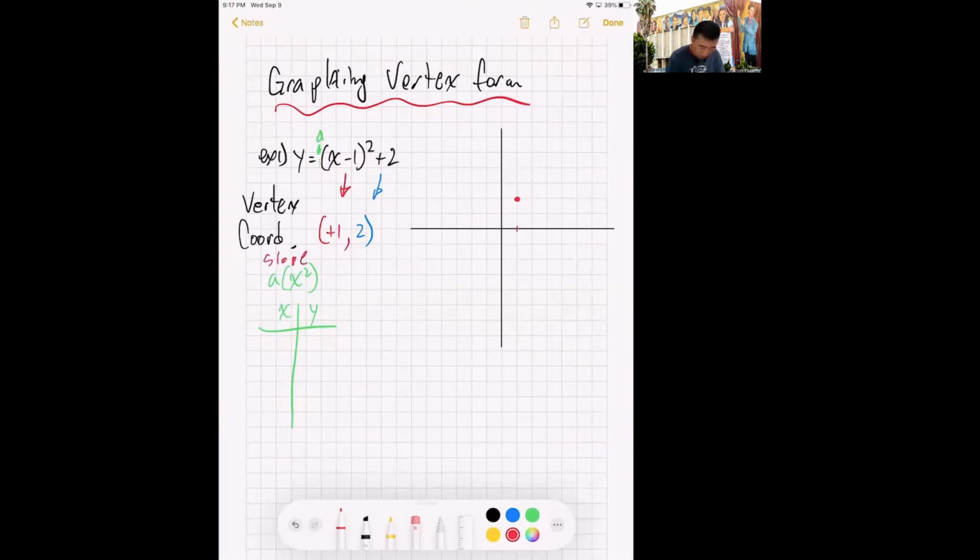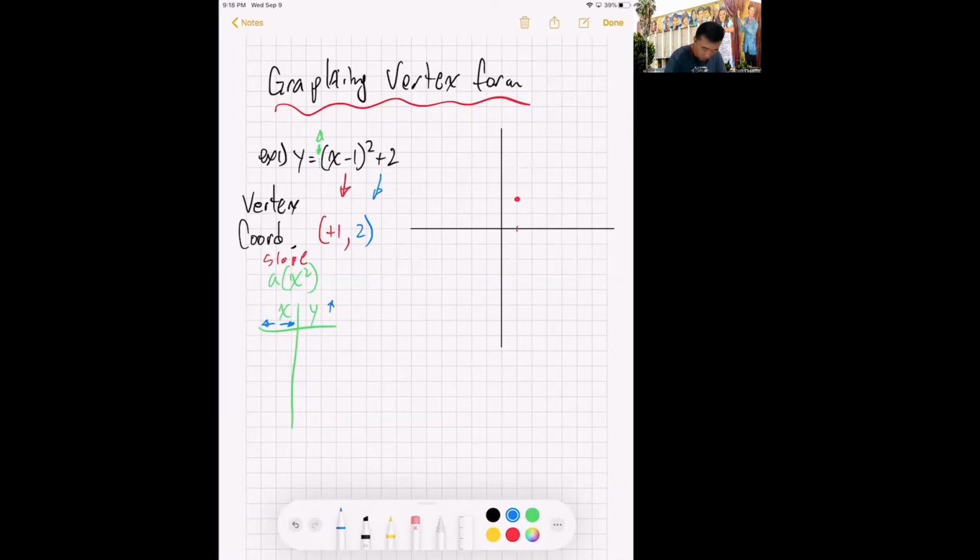Okay. And this number right here, the x, is going to tell you to move to the left or to the right. And the y is going to tell you to move up if it's positive, or move down if it's negative. We'll talk about that in a little bit. Right now it's positive. A is positive. So we don't have to worry about that. It's going to go up.